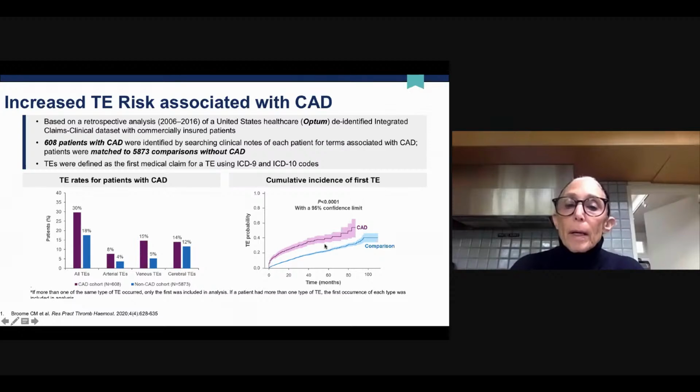And the probability is significantly higher with cold agglutinin disease compared to their age-matched controls. So we'll talk a little bit about what that risk is due to. And I'll show you some of the data from the CARDINAL study.